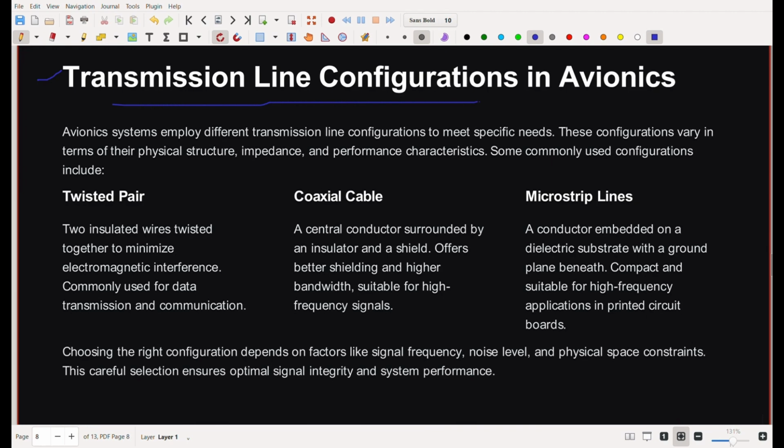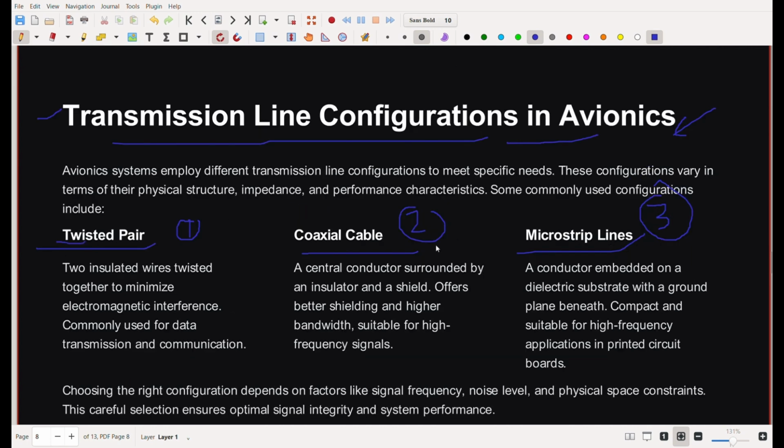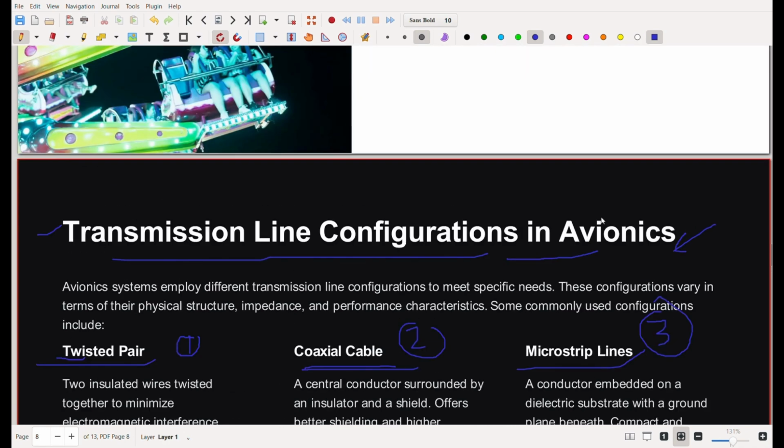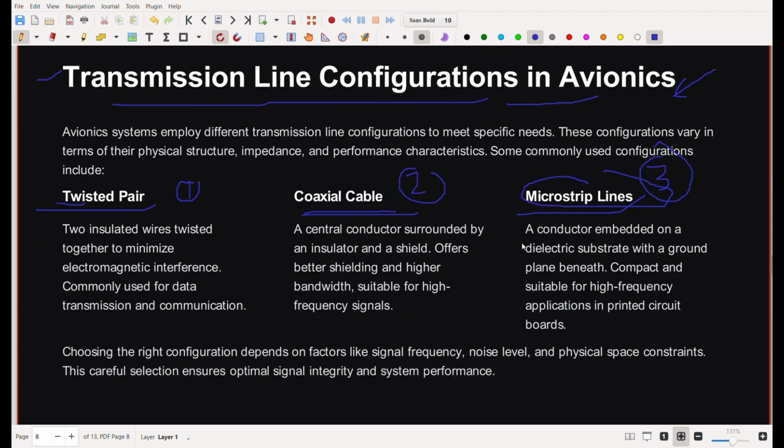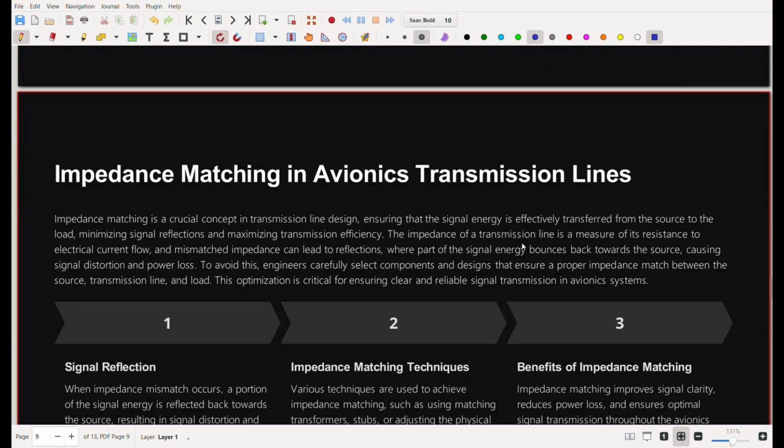Now let us see what are the configurations of transmission lines that we use in avionics. Twisted pair cable, coaxial cable, microstrip lines. And as I said earlier, each transmission line has its own merit and demerit. So it depends which kind of transmission line we are using for which purpose. It can happen that for communication we use twisted pair cable, for coaxial cable we can navigate, and microstrip lines can be used for encompassing. So each transmission line has its own advantage and disadvantage and its own purpose.